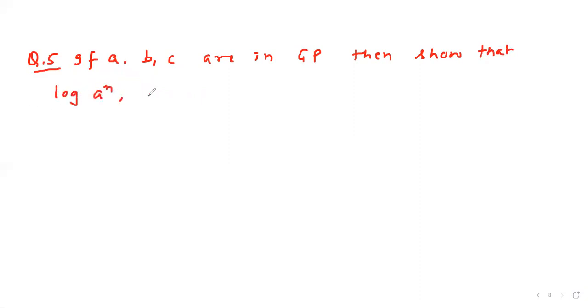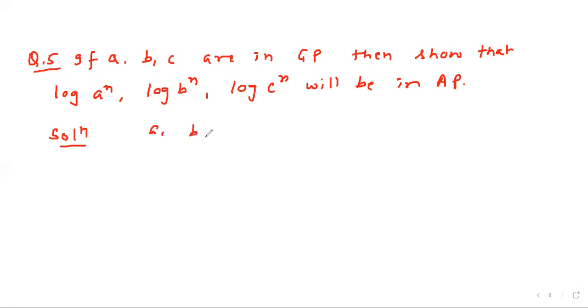Question number 5. If A, B, C are in GP, then show that log a power n, log b power n, log c power n will be in AP. Let's see the solution.